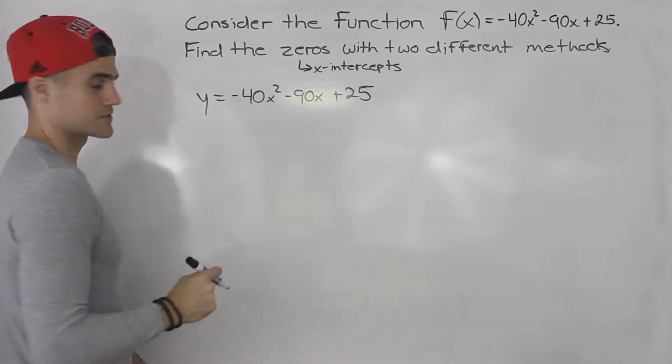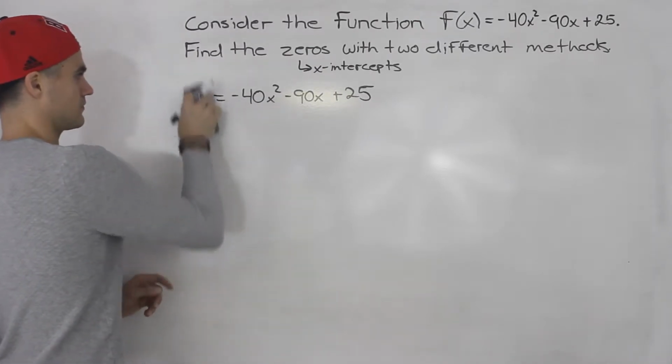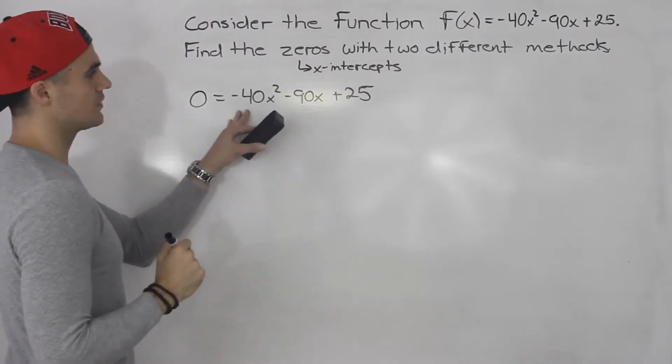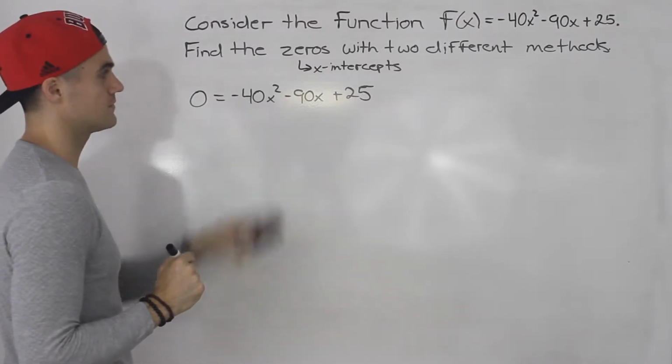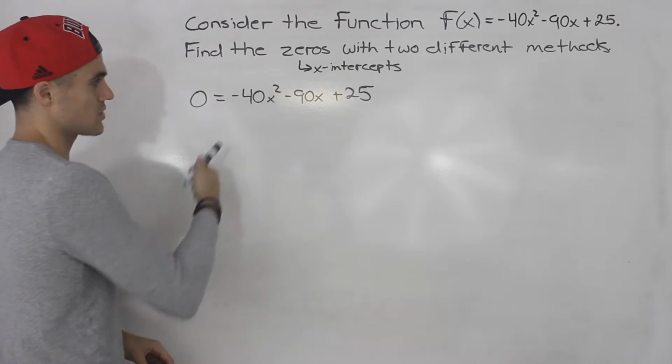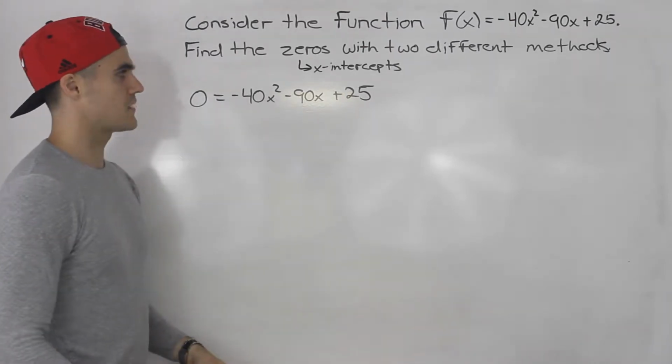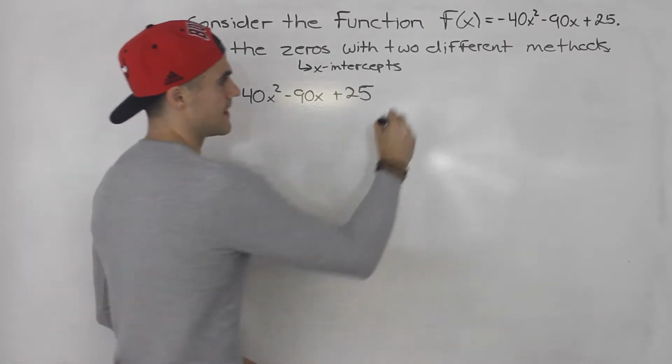How can we find the x-intercepts of this? Well, the x-intercepts always have a y value of 0. So notice this now is just a quadratic equation, and there's multiple ways to solve this. We can factor it. We can throw it in the quadratic formula. The first method, let's try the quadratic formula.